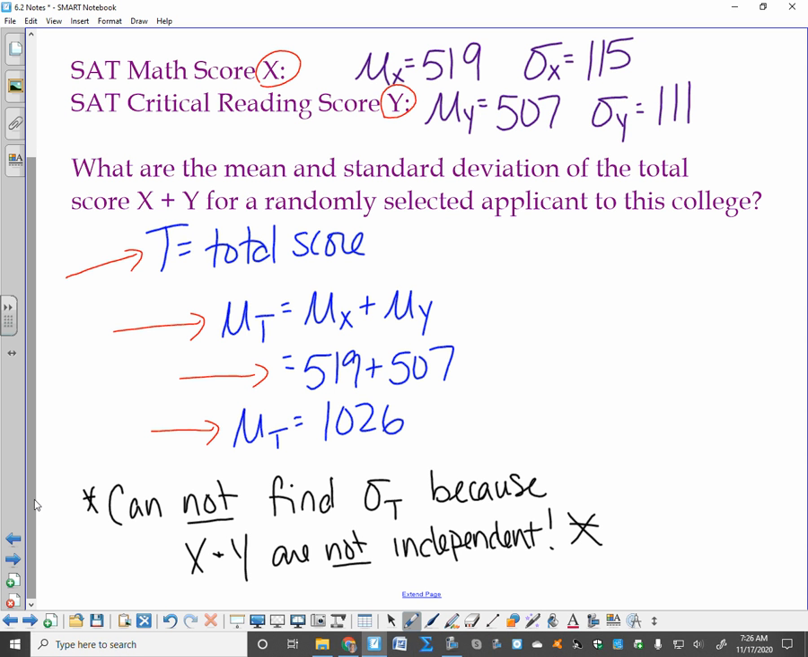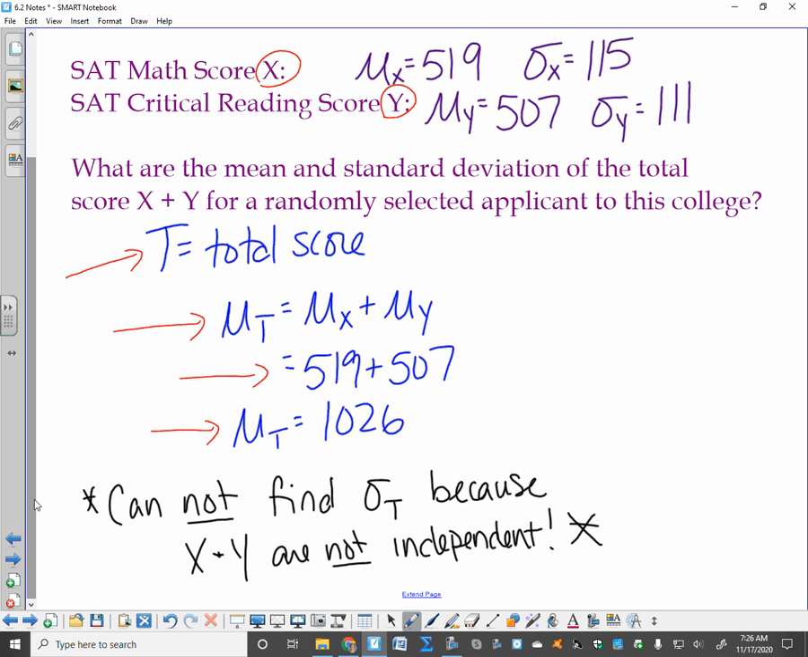Now, is there going to be a difference? Absolutely, because people are usually stronger in one area than they are in the other. But if I know one of your scores, I'm going to be able to know in the ballpark of how well you did on the other one. These two things are not independent.